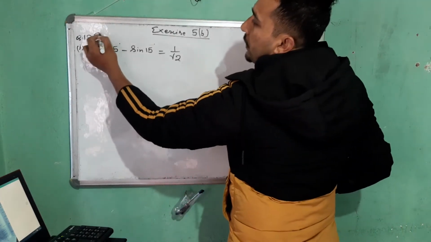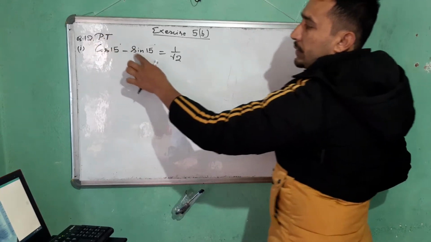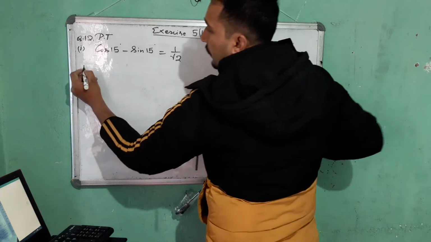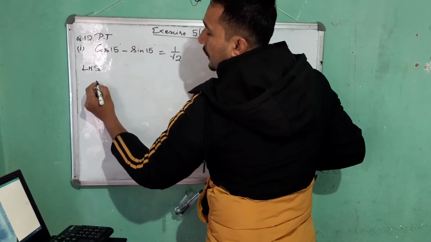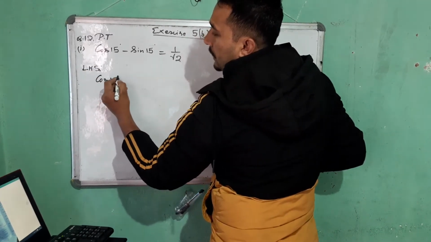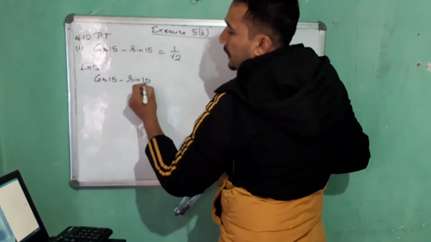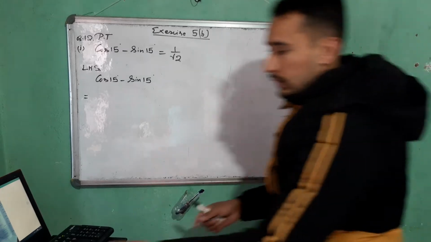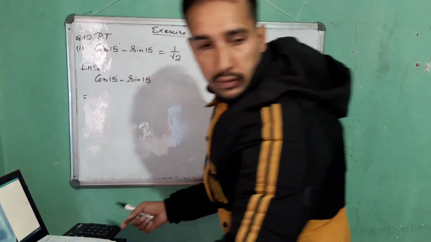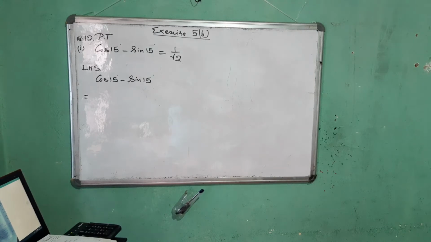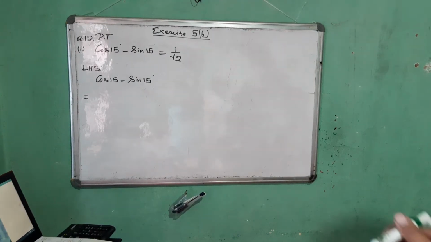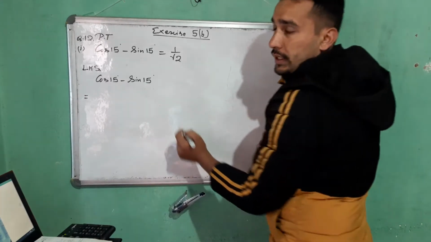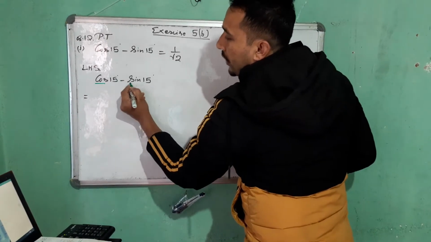This is prove that, okay? Prove that cos 15 degree minus sin 15 degree is equal to 1 upon root 2. So from the left hand side, LHS, you have cos 15 degree minus sin 15 degree. So this will be equal to cos 15 degree and minus sin 15 degree. Here you have cos and here you have sin.